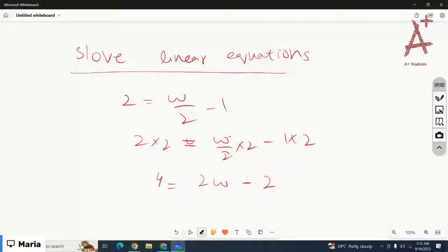Move this negative 2 to the other side, so it would then be added: 4 plus 2 equals 2w, right? So 4 plus 2 is 6, and 6 equals 2w. So w equals 3, right? Solving linear equations is very easy. I'm going to write another example on the board.